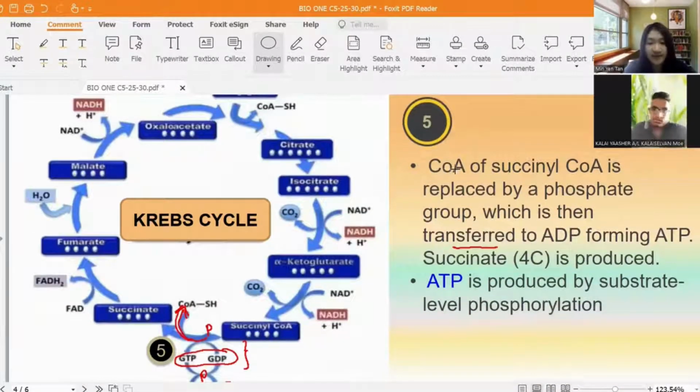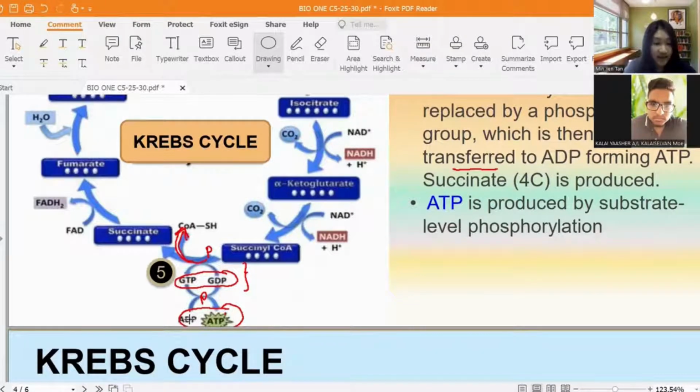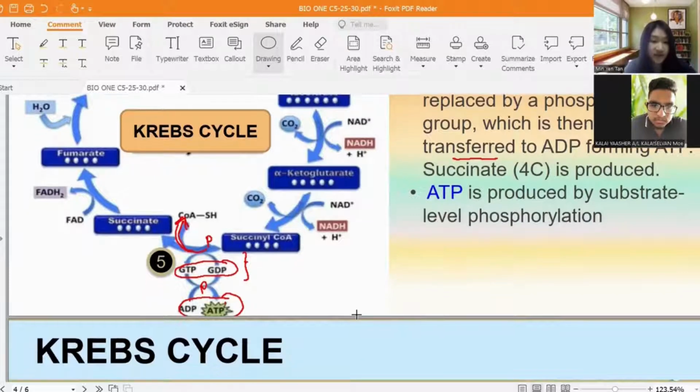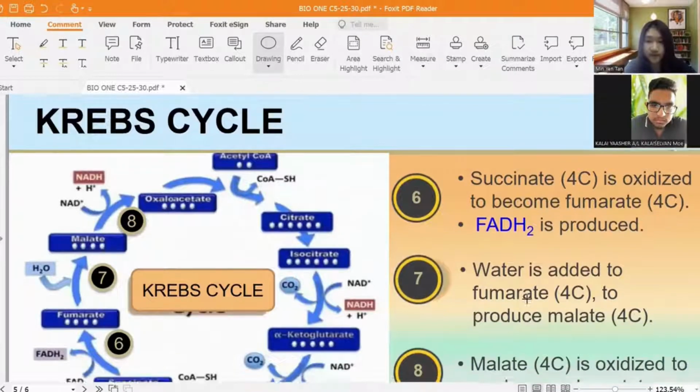Then the coenzyme A of succinyl-CoA is replaced by a phosphate group. This phosphate group is then transferred to ADP, a diphosphate, only 2 phosphates, forming ATP, a triphosphate. This results in the formation of succinate, which is 4 carbon. In this process, ATP is produced by substrate-level phosphorylation. You can see here ADP plus 1 phosphate becomes ATP, which means adenosine triphosphate. Understand? Yes, I understand. Okay, I will continue.